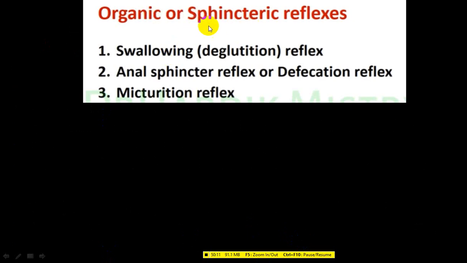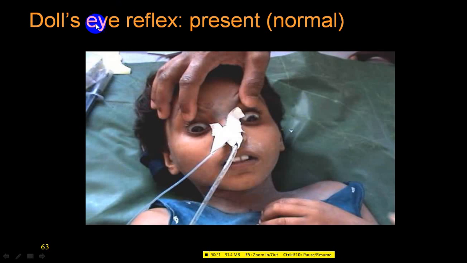Organic reflexes, or what we call the visceral reflexes, particularly swallowing reflex, anal reflex, or micturition reflex, we are not handling at present. Doll's eye movement is a test for brainstem lesions. They are also called oculocephalic reflexes. You have to elevate the eyelids of both eyes and rotate the head.